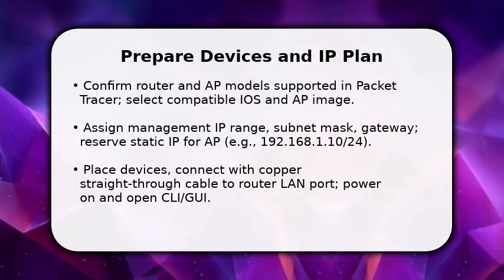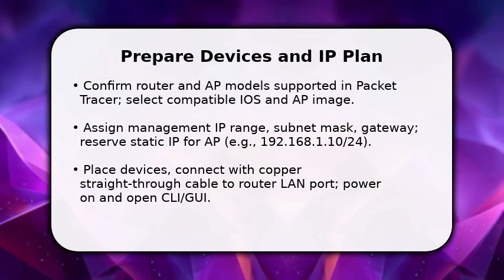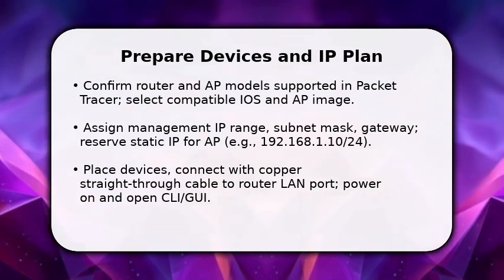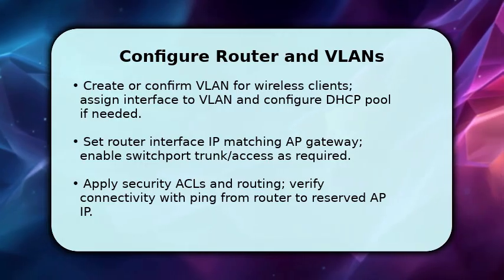Once done, physically connect the AP to the router's LAN port with a straight-through cable, power both on, and access their interfaces. Now configure the router and any necessary VLAN to carry wireless traffic.